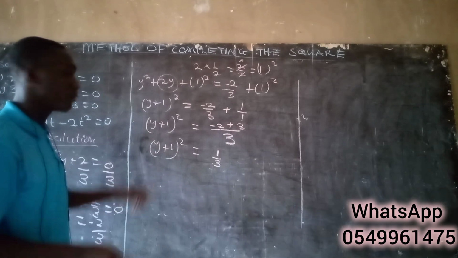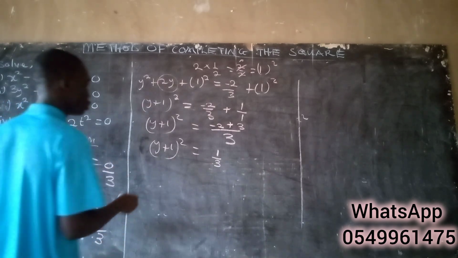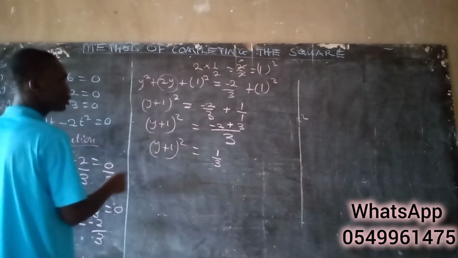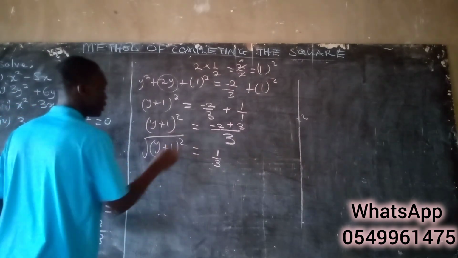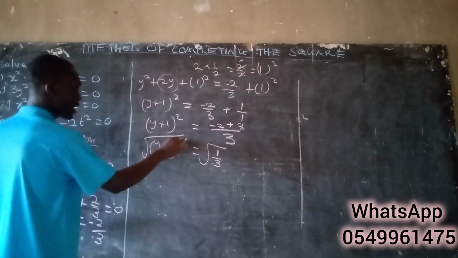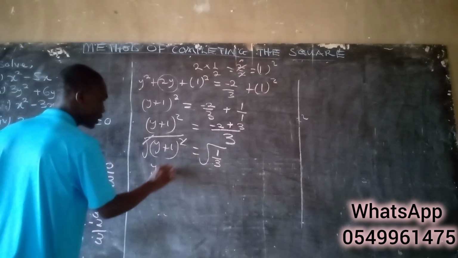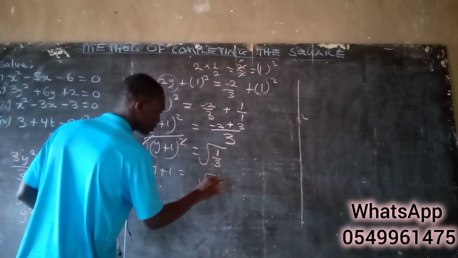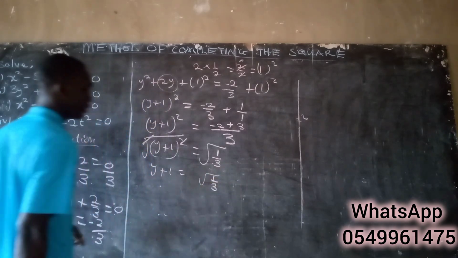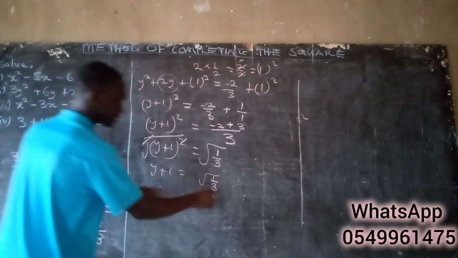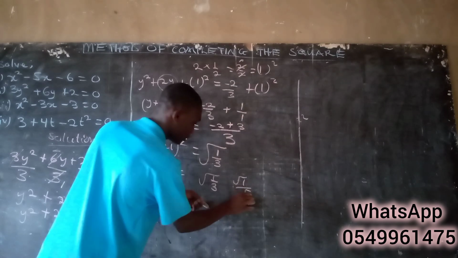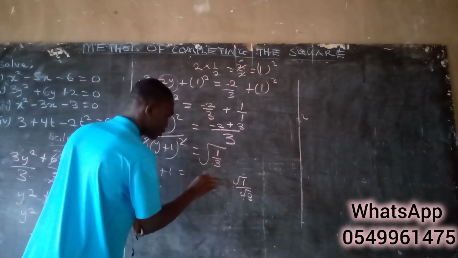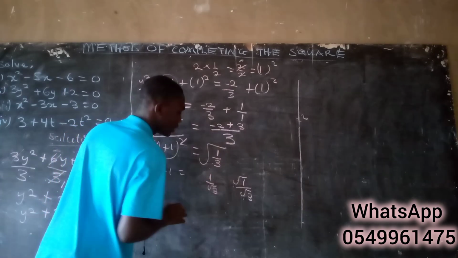So we want to find the value of y, or make y the subject. What you do is introduce square roots on both sides. So square cancels the square root. You have y plus 1 is equal to the square root of 1 over 3. Now, this can be written as the square root of 1 over the square root of 3. The square root of 1 is 1, so you have 1 over the square root of 3.